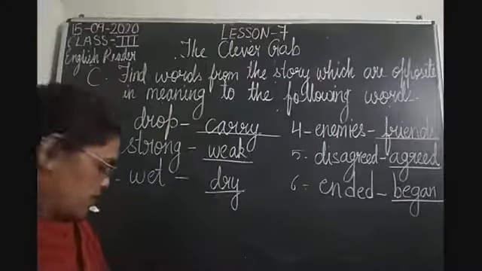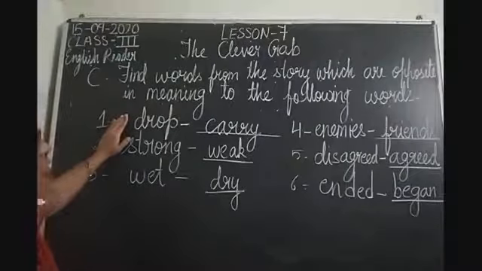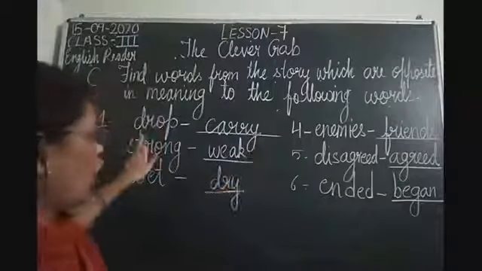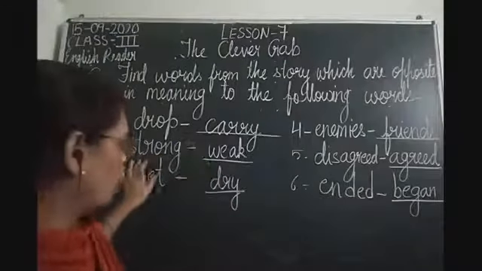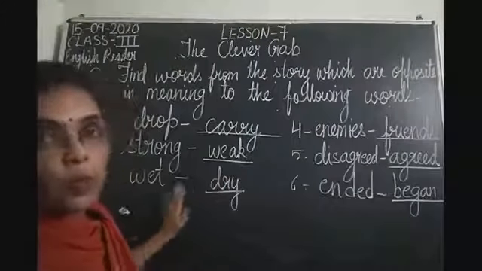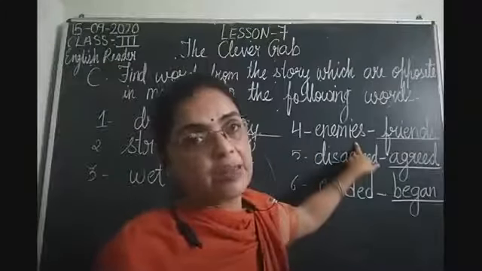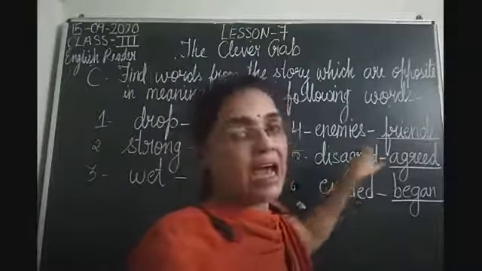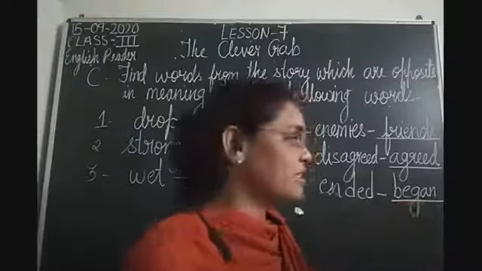So, the opposites in meaning to the following words. The first one is drop, opposite is carry. Drop, carry. The second one is strong, weak. The third word is wet, dry. The fourth word is enemies. And the opposite of enemies is friends. The fifth word is disagreed and the opposite is agreed. The sixth word is ended and the opposite is begin.